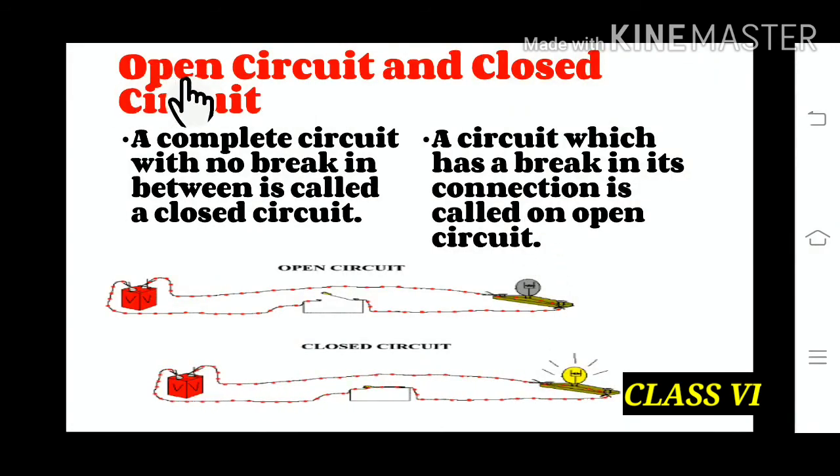Now I am going to explain to you about open circuit and closed circuit. In a closed circuit you can see it is a complete circuit with no break in between, and this is called a complete circuit. So you can see the current is flowing continuously in the circuit and the bulb glows. Whereas in an open circuit it has a break in its connection, so it is called an open circuit. So you can see the switch is open and the current is not flowing and the bulb does not glow.